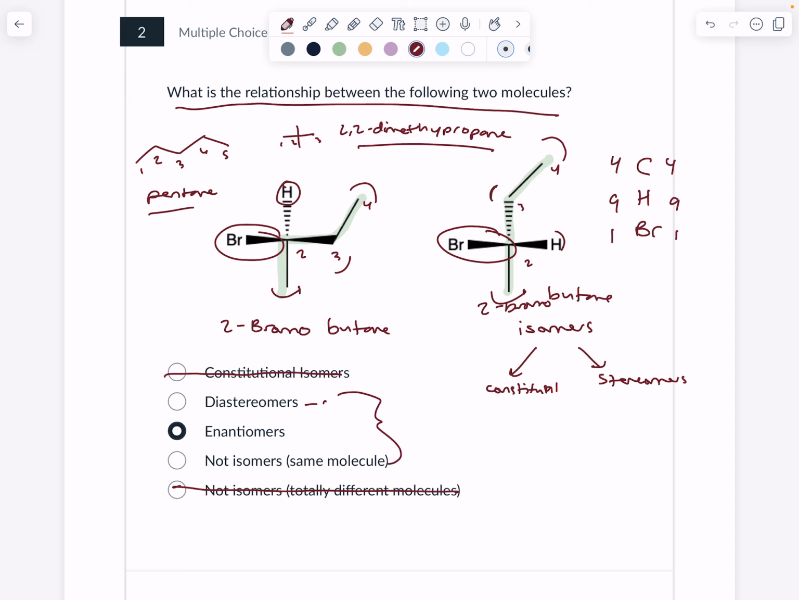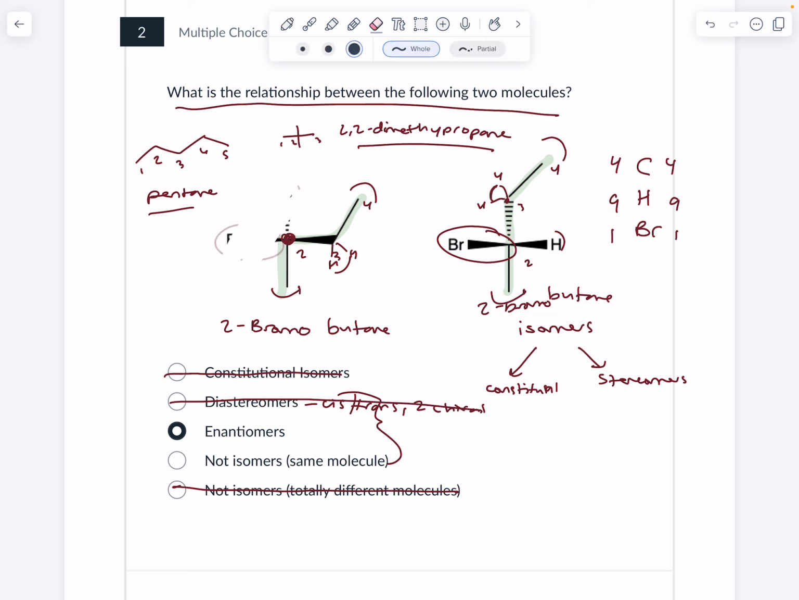Diastereomers have to be cis-trans, or they have to have 2 chiral centers. There's no alkene, so it can't be cis-trans, and I only see 1 chiral center right here. Everywhere else has at least 2 hydrogens attached on both of these. So they're not diastereomers either. So they're either enantiomers or they're the same molecule. I'm going to erase the work I've done so far so that it's easier for me to assign R and S configuration.